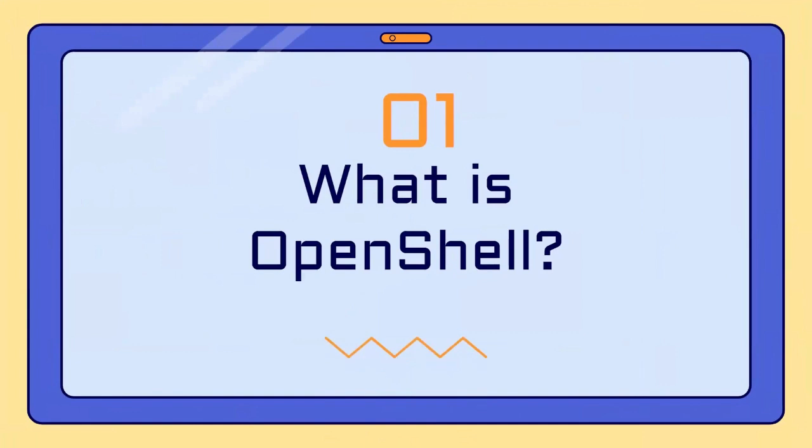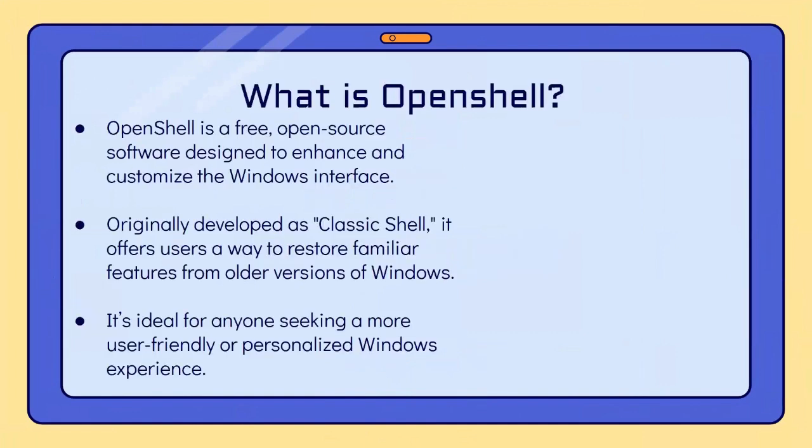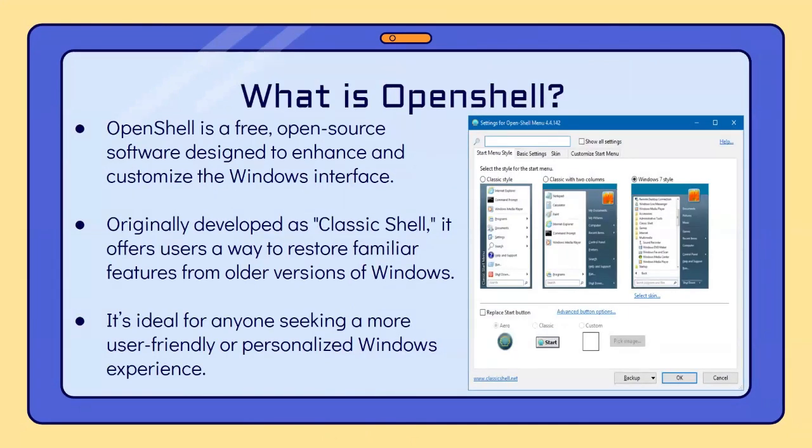What is OpenShell? OpenShell is a free open source software designed to enhance and customize the Windows interface. Originally developed as Classic Shell, it offers users a way to restore familiar features from older versions of Windows. It is ideal for anyone seeking a more user-friendly or personalized Windows experience.